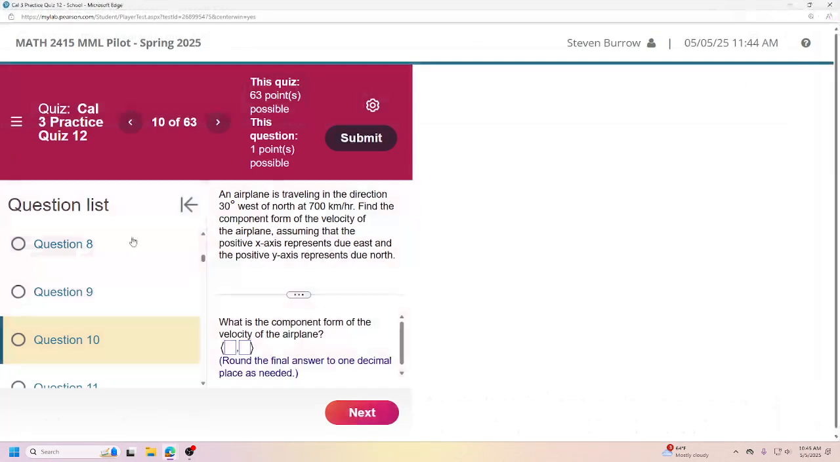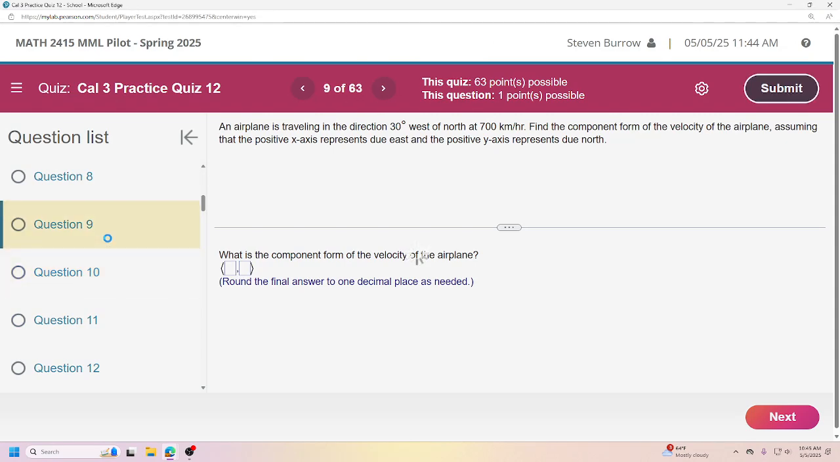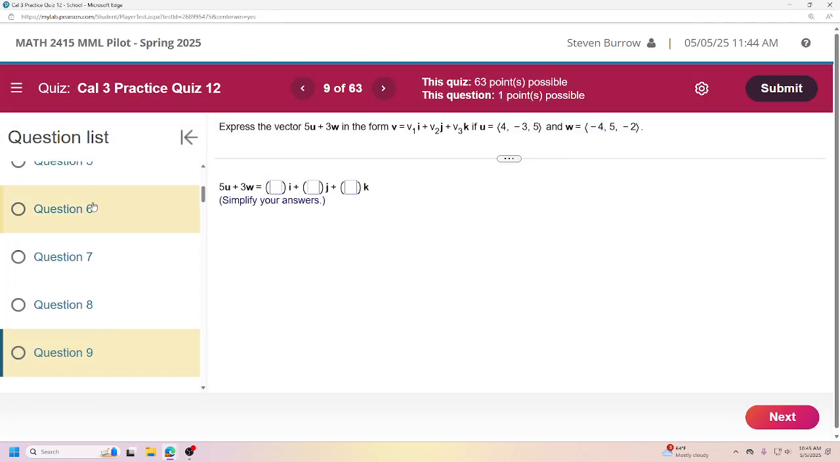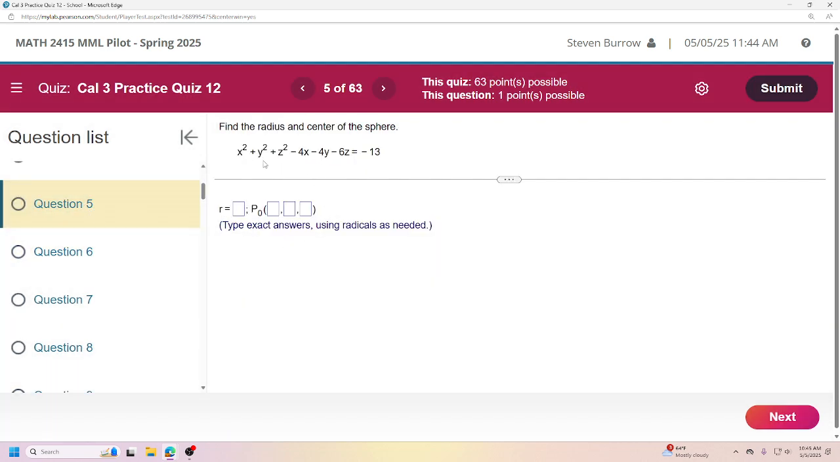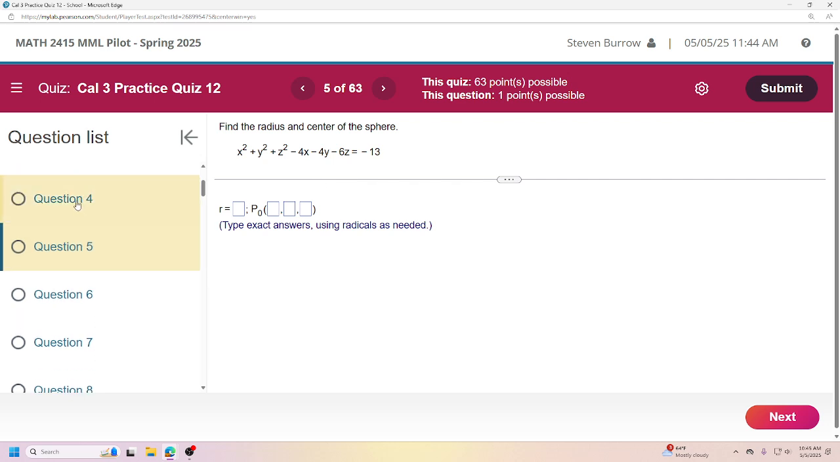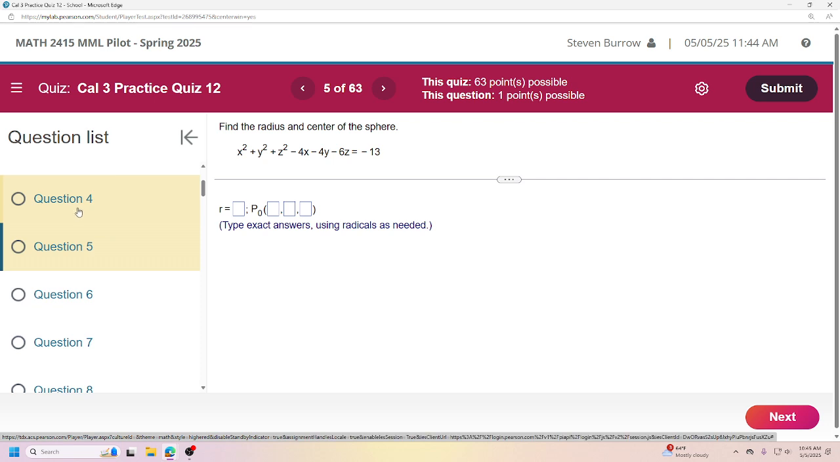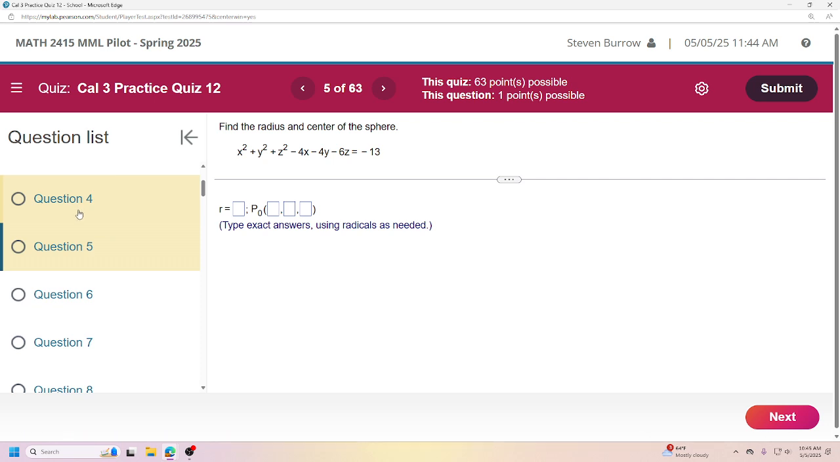Oh, the center of the sphere. Back here a little bit. Oh, this one would take a lot more time. So you have to complete the square. I don't remember having that one on there. Was that on the first exam? I think no, actually, it was the multiplying the vectors. Yeah, I think I didn't have those.